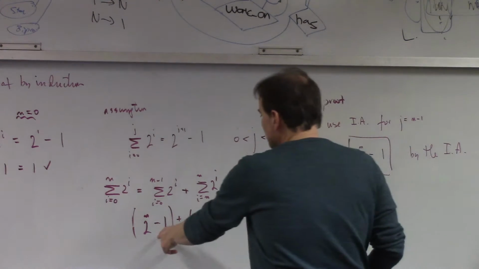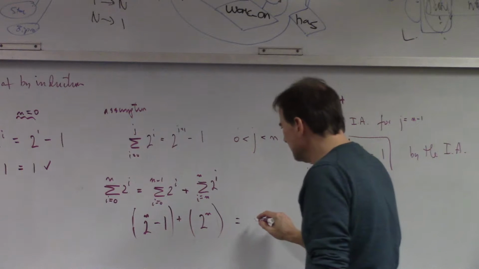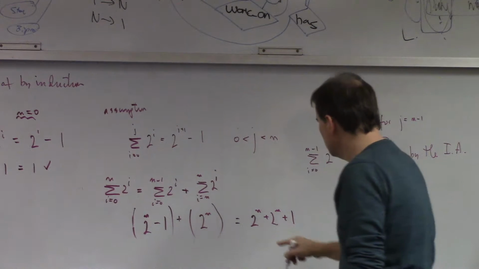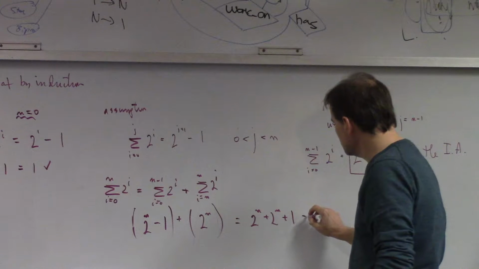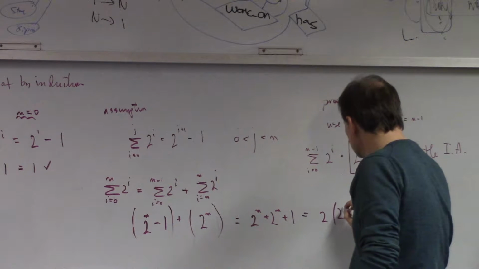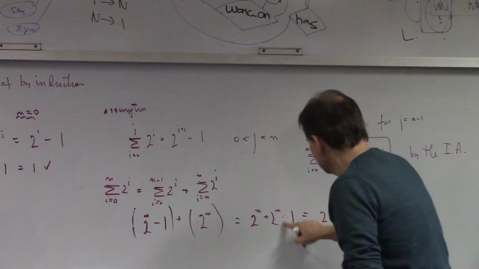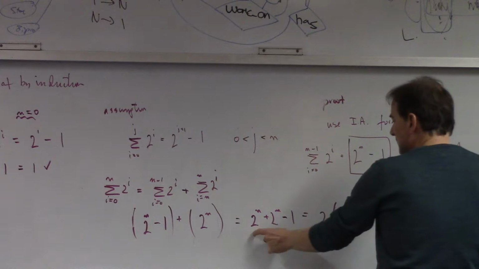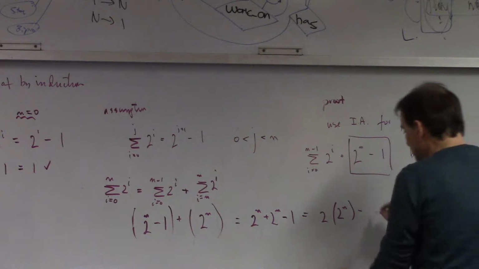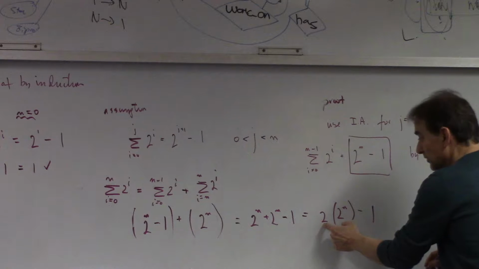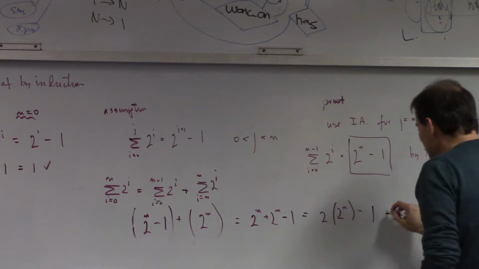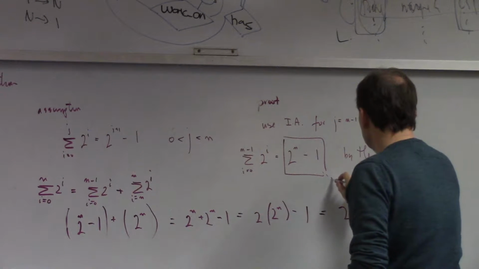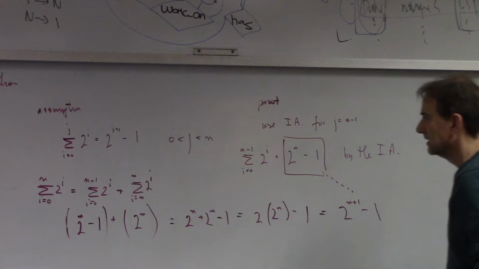So I have 2 to the n minus 1 plus 2 to the n. So what I have here is 2 to the n plus 2 to the n plus 1. But this is twice the same thing, so this is really equal to 2 times 2 to the n, minus 1. So I have 2 times 2 to the n minus 1. But this is 2 to the 1 times 2 to the n, so that equals 2 to the n plus 1 minus 1. And guess what? Now we have the right-hand side.